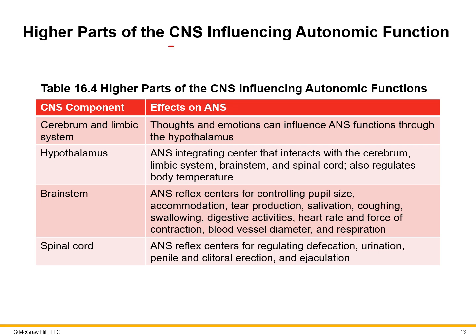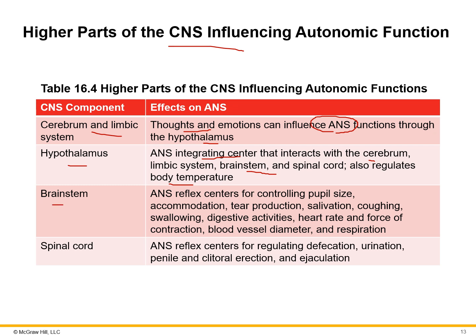So then the higher parts of the CNS, how do they influence it? Besides the reflexes, if it's coming from the brain, so the cerebrum and limbic system, that's our thoughts and emotions, that influences the autonomic nervous system using the hypothalamus. The hypothalamus is that integration center. So regardless, it's going through the hypothalamus. It interacts with the cerebrum, that limbic system, but also the brainstem and the spinal cord. And the hypothalamus also regulates our body temperature. So it's this integration, taking in all the information and regulating body temperature.